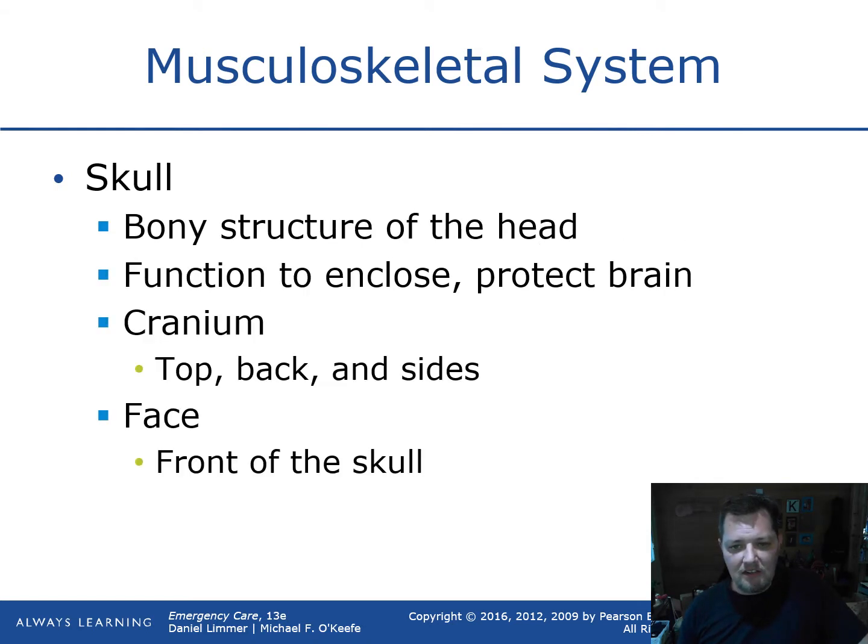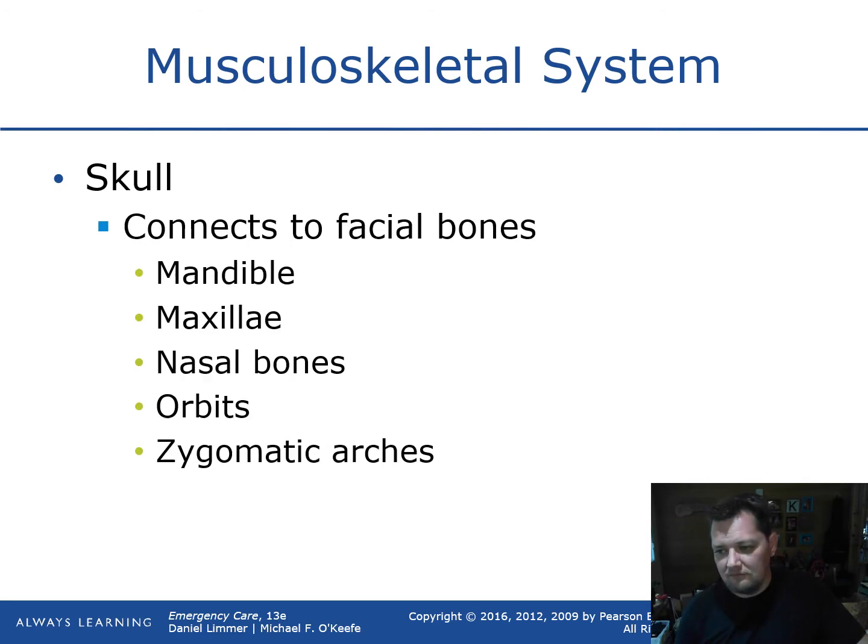Okay. The skull is that bony structure of the head. Its function is to enclose and protect the brain. You've got the cranium, which has a top, back, and sides. The face, which is up here, is the front of the skull, and it gives your face shape. Okay. So the skull connects to the facial bones. You've got the mandible, the maxilla, the nasal bones, the orbital bones, and the zygomatic arches, which are your cheekbones right up here.